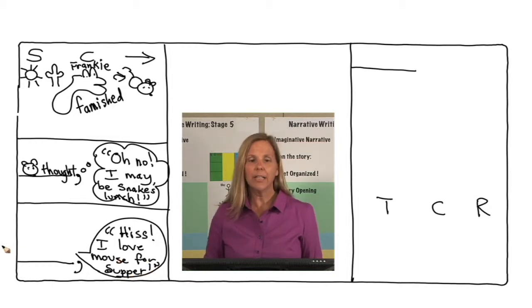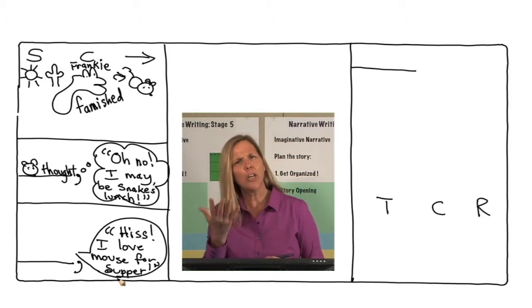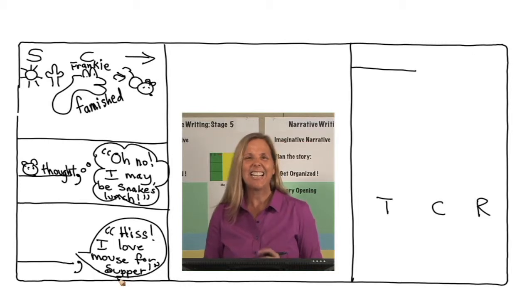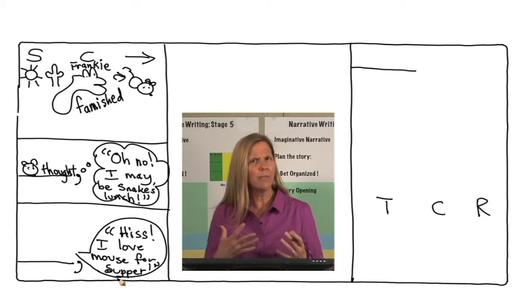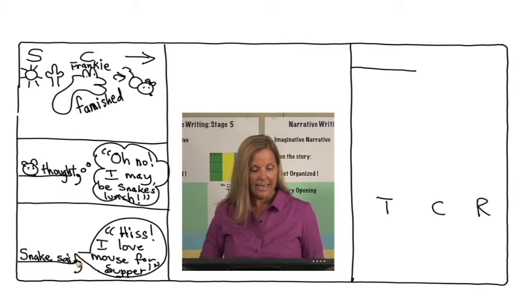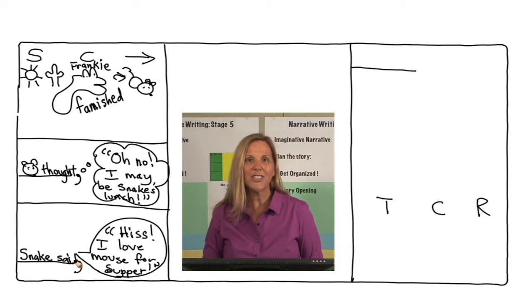We write down that dialogue. In this case, I have hiss, I love mouse for supper. And I've talked to the students about how we could say dinner, but let's use supper because it's a snake and it's making that sound. It sounds better to have that S. Again, more of the alliteration. Who is saying this? I need to have my marker. It's snake. I think this time I'm going to write snake. And then what did snake do? Snake said, hiss, I love mouse for dinner.